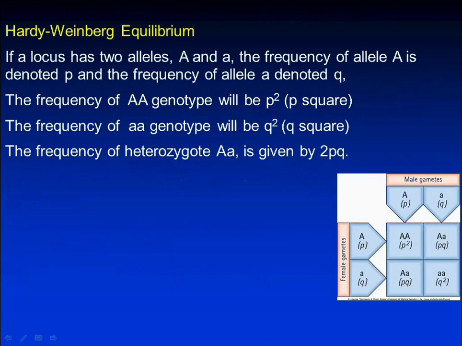If a locus has 2 alleles represented by capital A and small a, the frequencies of these 2 alleles are P and Q respectively. Then the Hardy-Weinberg equilibrium states the frequency of the capital AA genotype would be P squared. The frequency of small aa genotype would be Q squared. The frequency of heterozygote Aa would be 2pq.